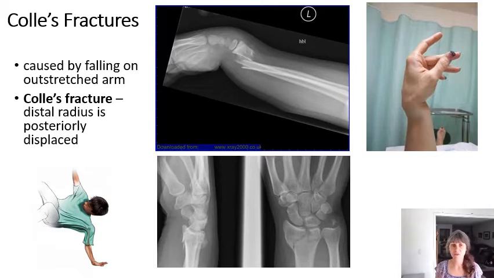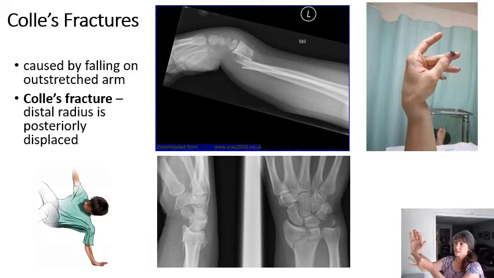Fractures are sometimes named according to the doctor that first saw them and decided to describe them. A common fracture occurs with individuals when they fall on a hand that's outstretched. It's very common when people fall to stick out a hand to break their fall. And when a person falls with an outstretched hand, he can either break his wrist, break his elbow, or break his shoulder. Usually the wrist is most common.